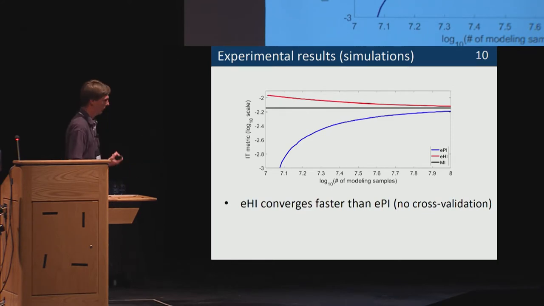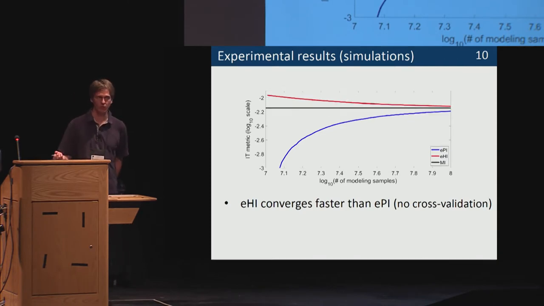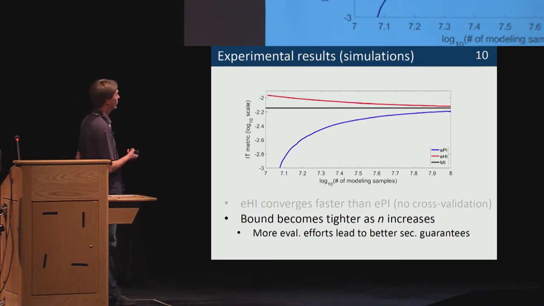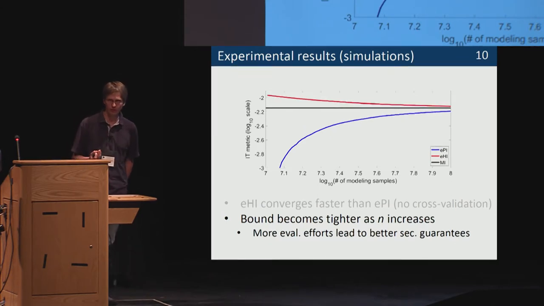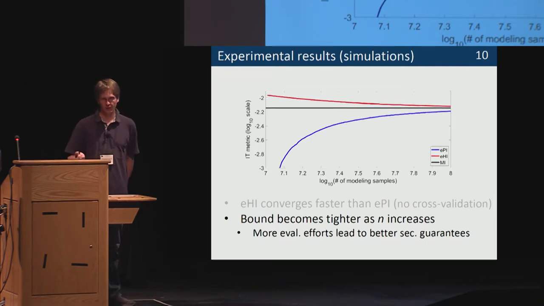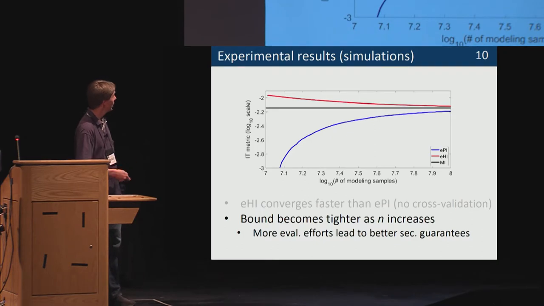We see that, as expected, we have a bound. One first nice observation is that the hypothetical information, which is the bound that we are always going to use, is converging faster than the perceived information. That's essentially because it's a simpler quantity, and it doesn't embed a kind of cross-validation step in its estimation. What's also nice, from an evaluation viewpoint, is that the bound becomes tighter as the number of samples increases. That means if you're an evaluation lab, the more you measure your chip, the better the security claims you can make will be.